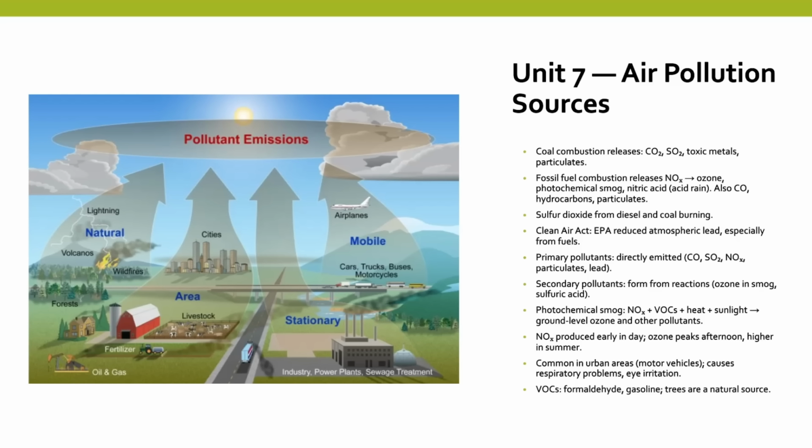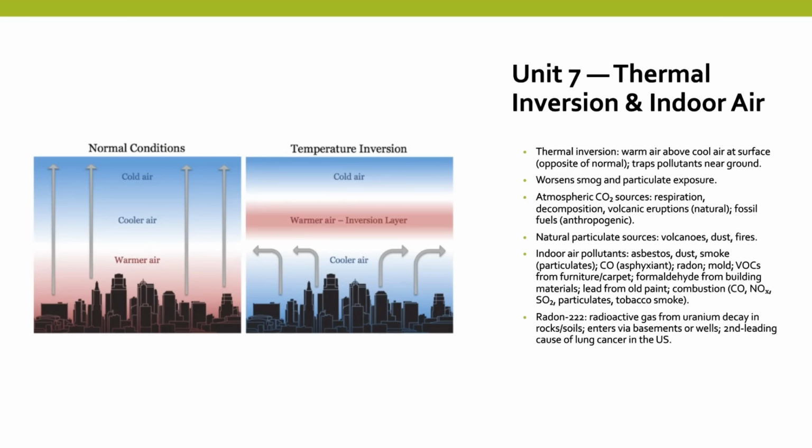classic. Photochemical smog is where nitrides and your VOCs are going to be cooking in the sunlight. Nitrides peak early, whereas ozone peaks in the afternoon, which is worse in summer cities. Thermal inversion flips the normal gradient. Warm air is going to sit above cool surface air, trapping the pollution. LA, Mexico City have epic smog because of this.